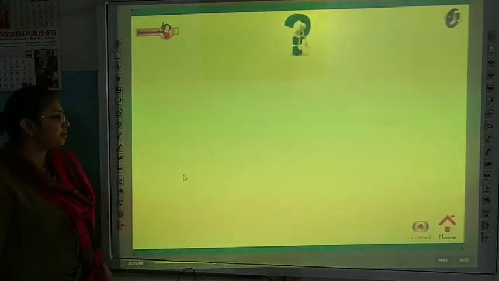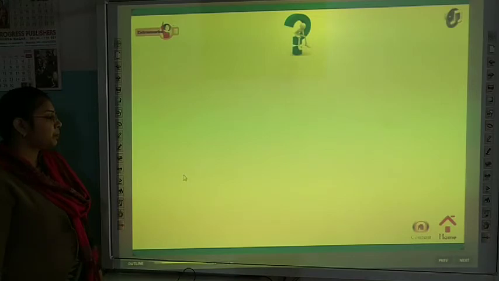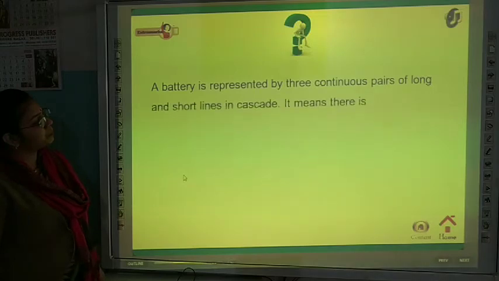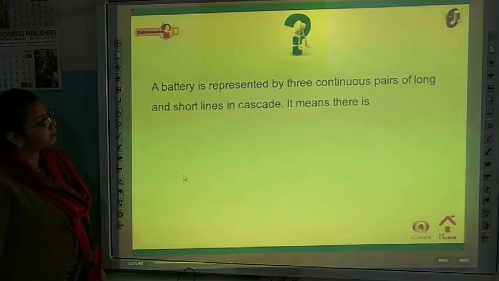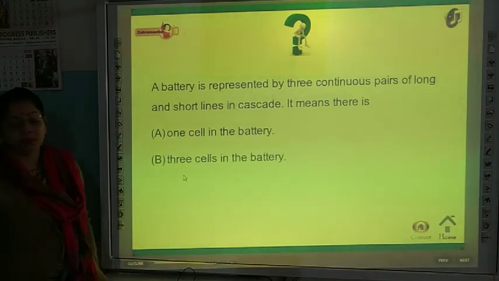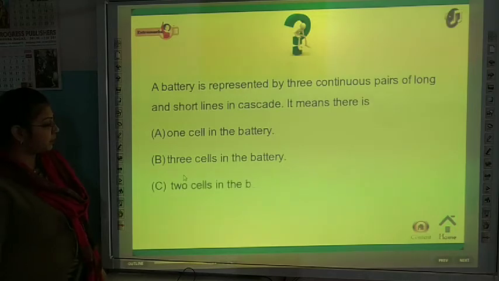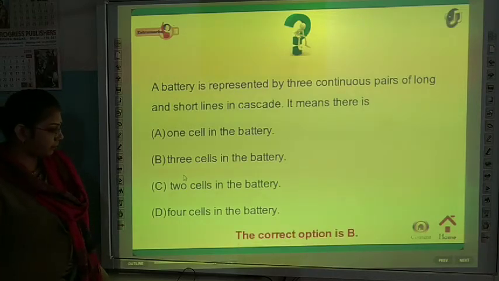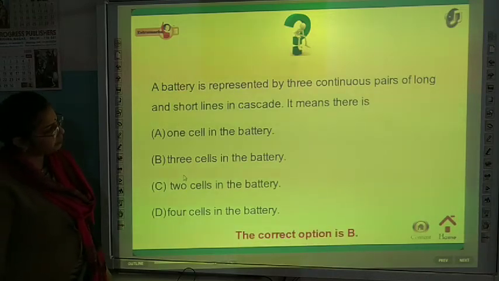Let's try to analyze our knowledge by answering a question. A battery is represented by three continuous pairs of long and short lines in cascade. It means there is A, one cell in the battery; B, three cells in the battery; C, two cells in the battery; or D, four cells in the battery. The correct option is B, three cells in the battery.